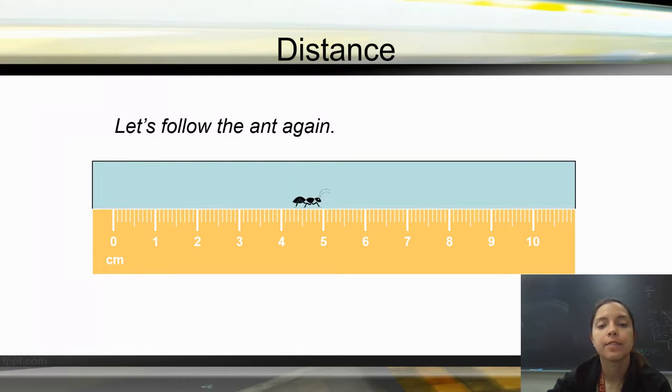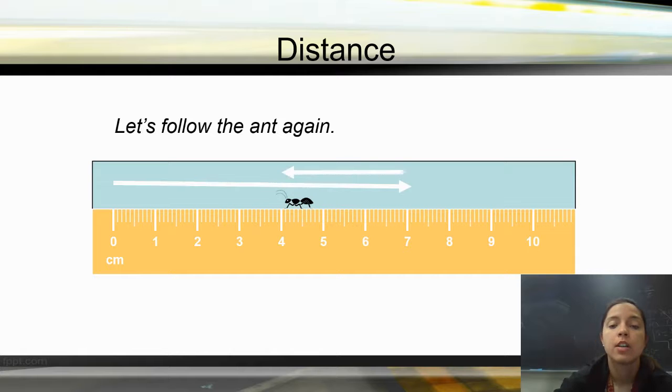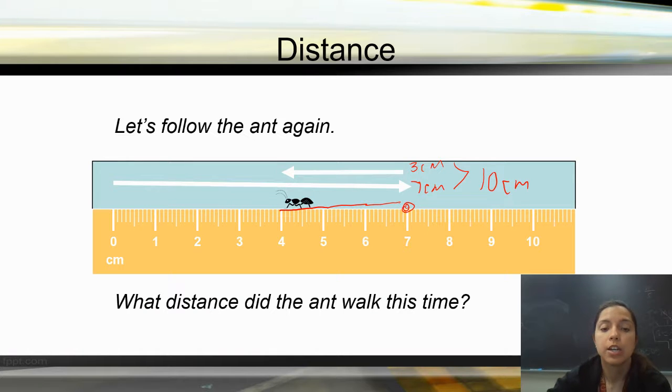Now let's follow the ant again. It went to 7 and then it stopped at 4. So we know it went 7 centimeters and then it went back this way. So that'll be 8, 9, 10. We're adding the centimeters. So this way it went 7 centimeters, and then when it went backwards, it went 3 more centimeters. And you're going to add those two to get a total of 10 centimeters of distance traveled by the ant.